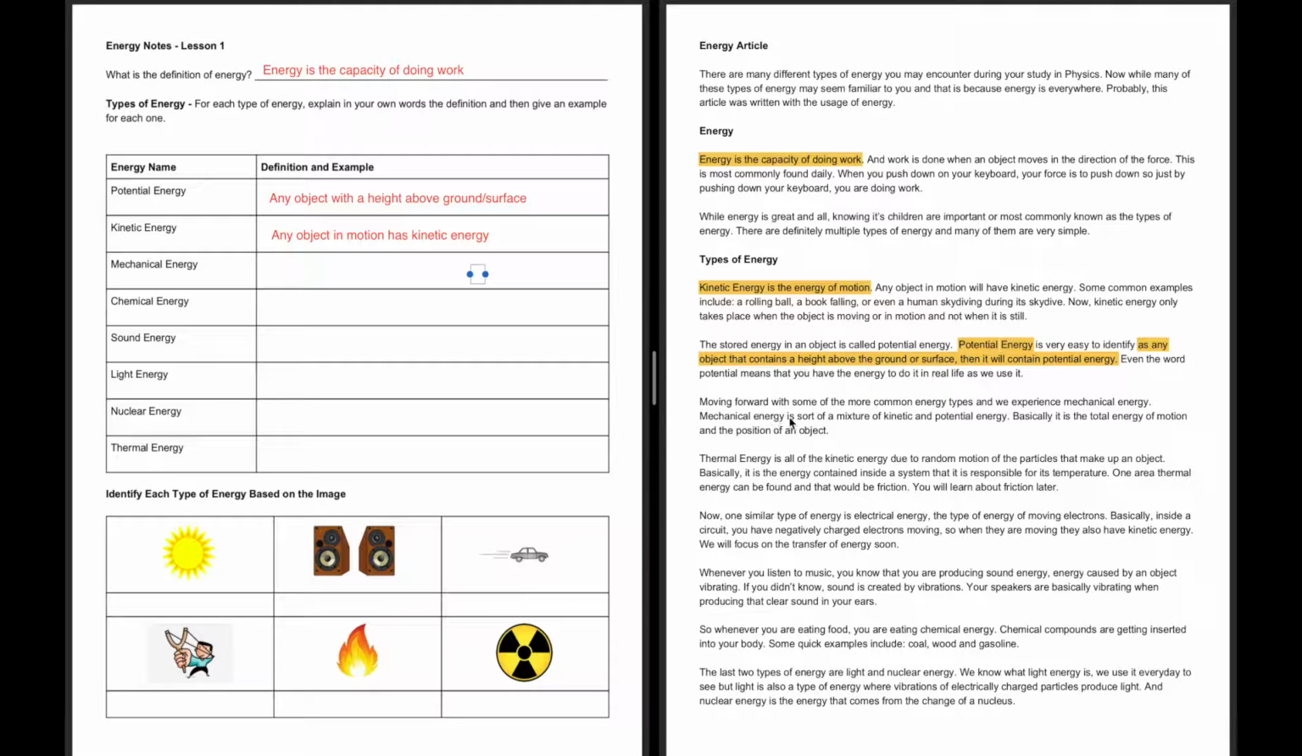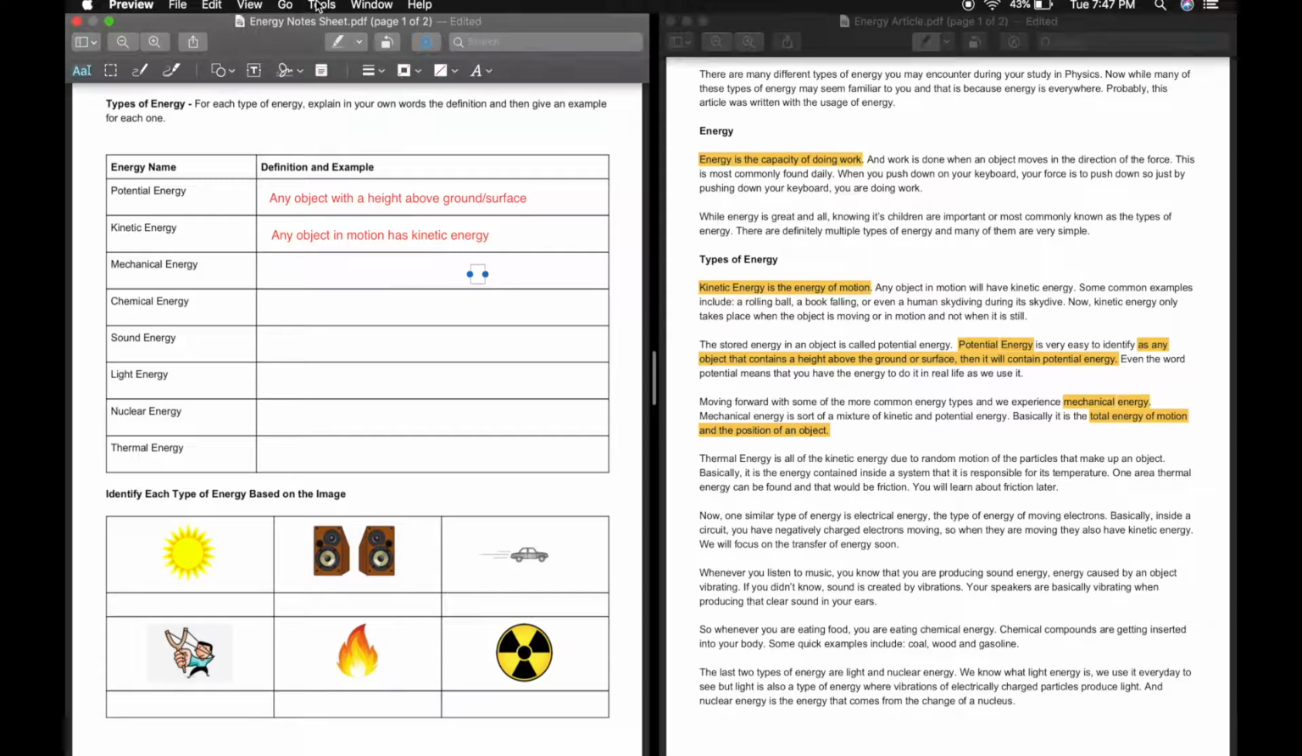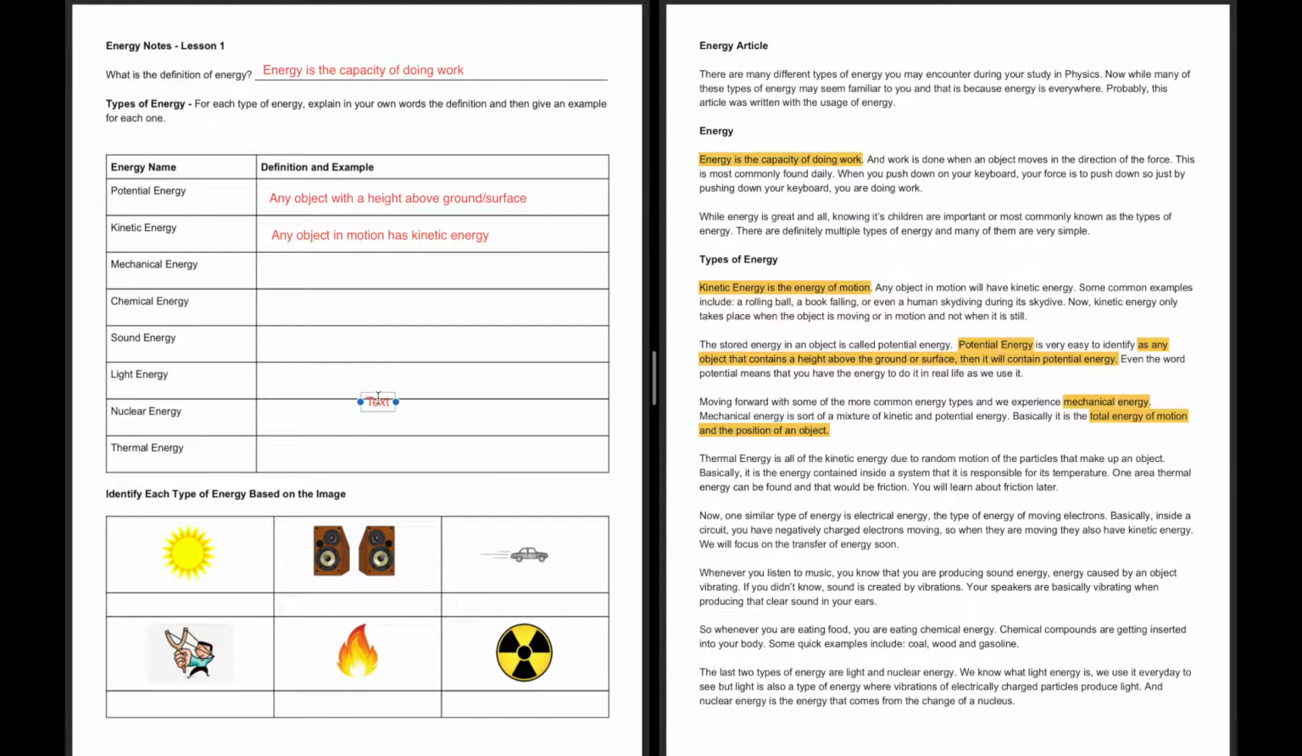So, mechanical energy is a mixture of kinetic and potential energy. Right here, I'm reading, it's the total energy of motion and the position of an object. Alright, so let's just highlight our vocabulary. We can click on the text block and drag it. So we'll say, it is the total energy of motion, of kinetic and potential energy of an object.